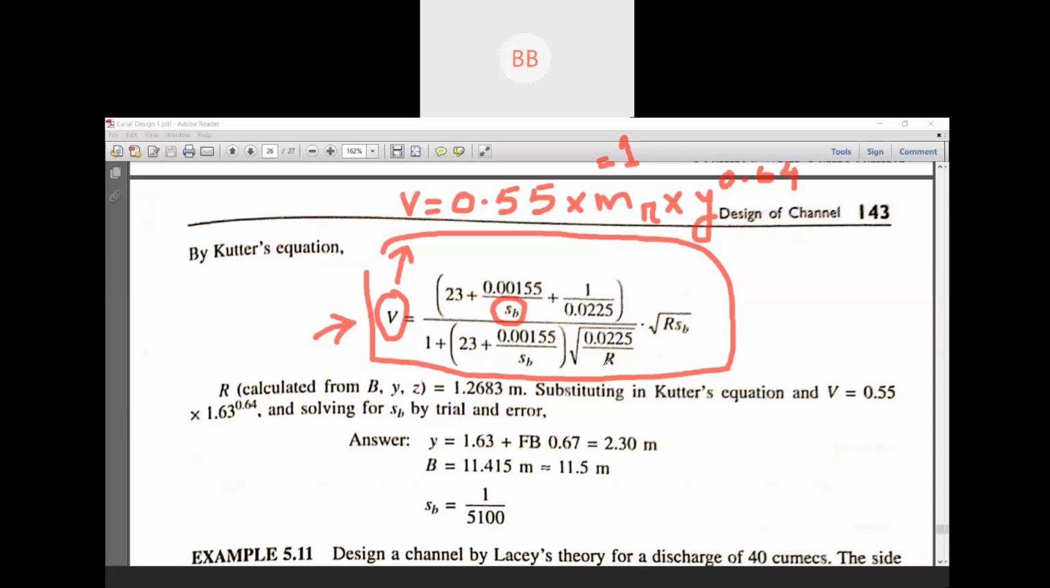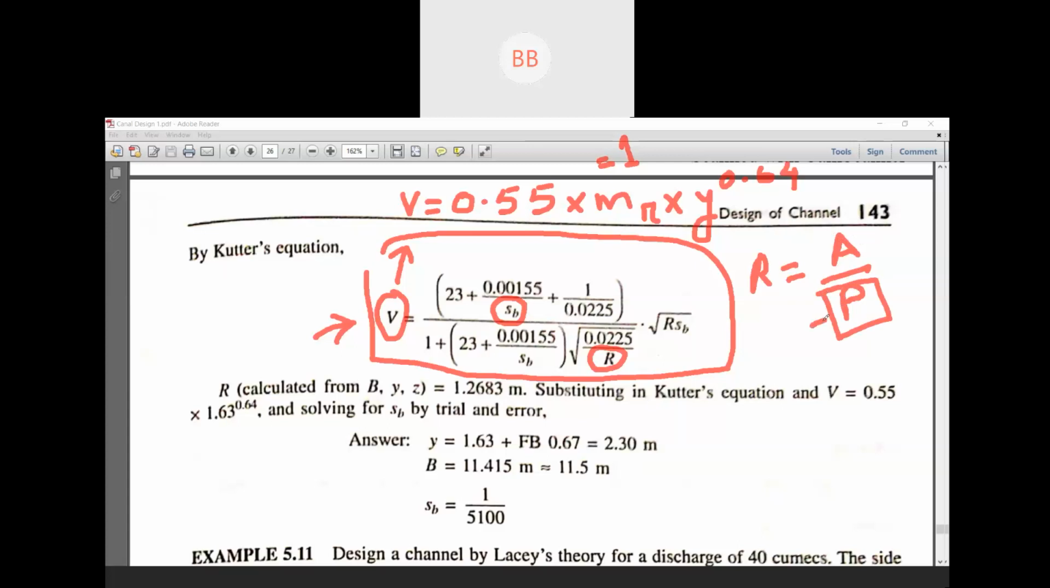One is your bed slope and one is your hydraulic radius. So the R value you can calculate by A by P. First you find out the area, because the area expression is already there with you. Only we have to substitute the Y value and find out the area. And then you find out the wetted perimeter. You all know how to find out the wetted perimeter of a trapezoidal channel.